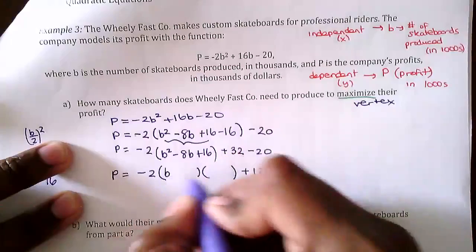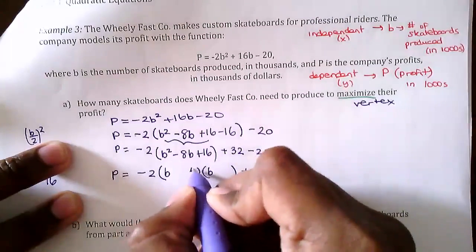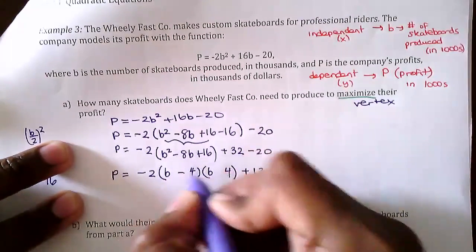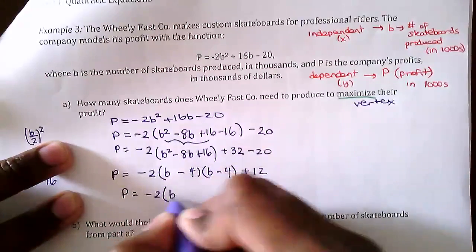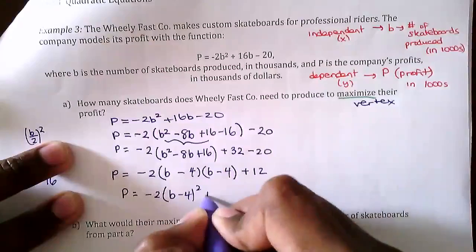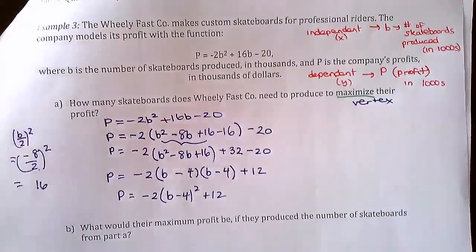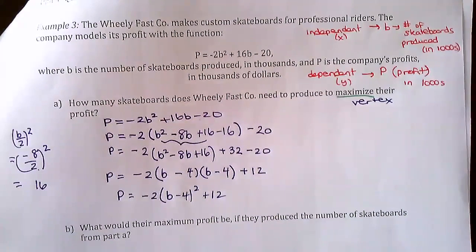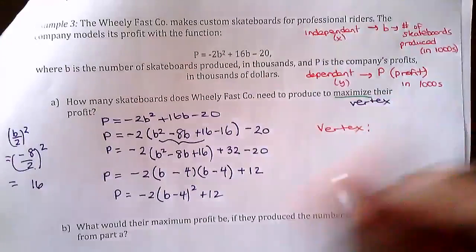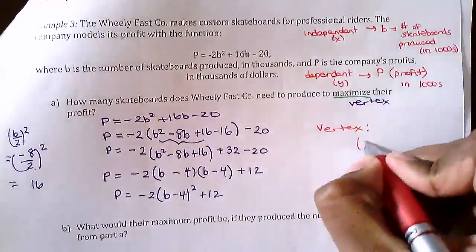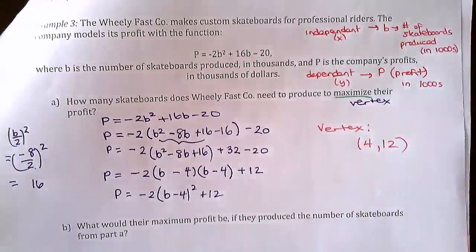When I factor this, b squared minus 8b plus 16 is b minus 4 times b minus 4. And then I'll notice that a negative works. So negative 2, b minus 4 squared plus 12. Now I have my equation in vertex form. So let me read the vertex. The vertex, again, I take the opposite of this, so 4 and 12.